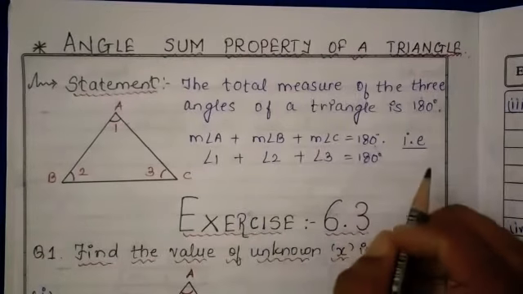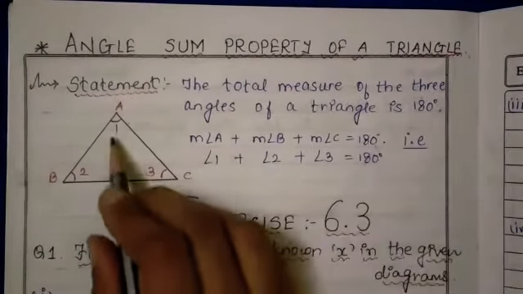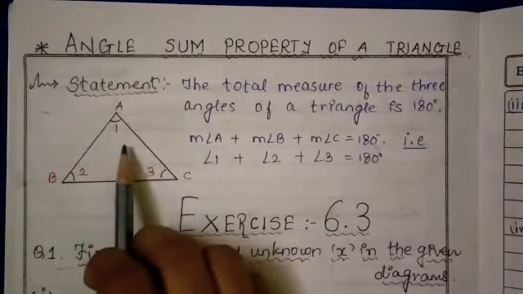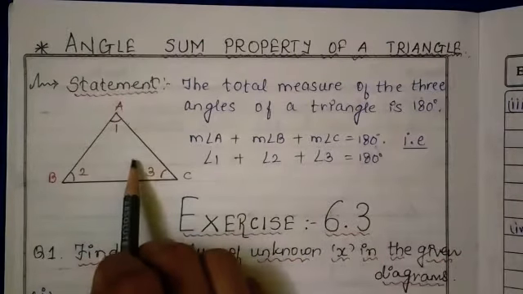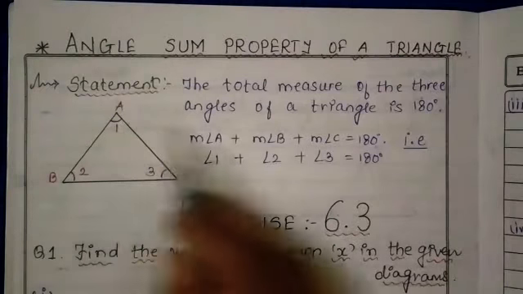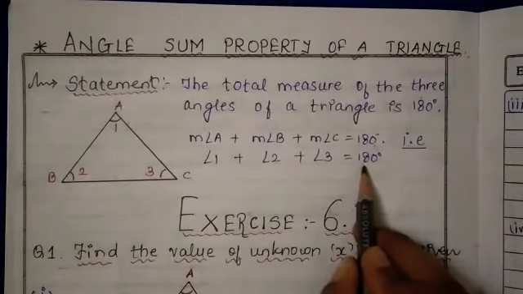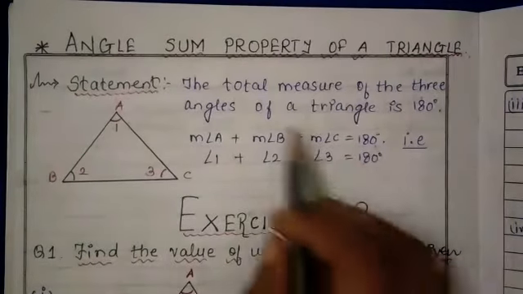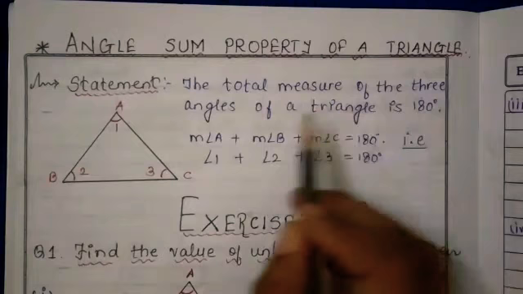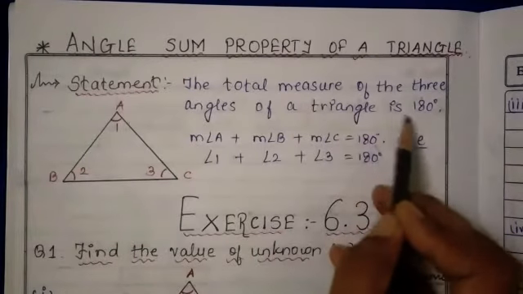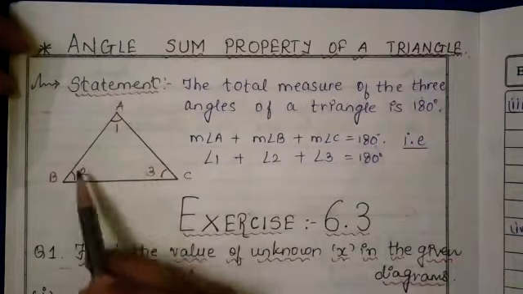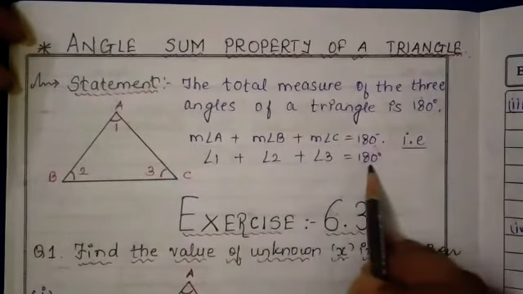No matter whatever the measure of angle is in the given triangle, the measure of angles will definitely differ from triangle to triangle, but the total sum of all the angles will compulsorily be 180 always. So the statement goes like: the total measure of the three angles of a triangle is 180. Angle A, B or C, we can also name it as 1, 2, 3. The total will always be 180.